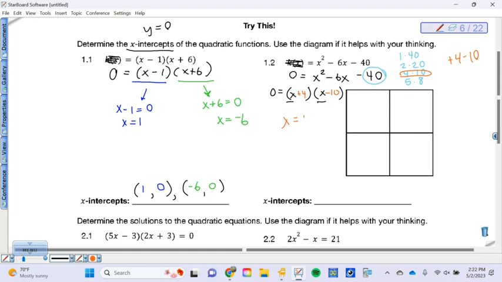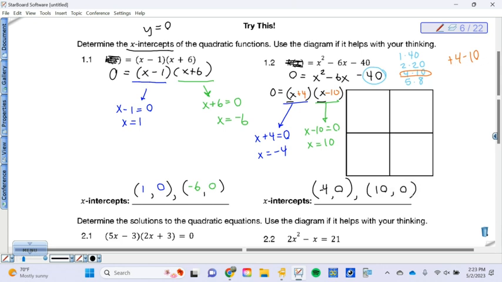Does that mean x equals 4 and x equals negative 10? No. Remember, we have to change the sign. So for x plus 4 equals 0, x equals negative 4. And for x minus 10 equals 0, x is positive 10. So then what are my x-intercepts? Negative 4, 0, and positive 10, 0. Perfect. That's it. Cool?